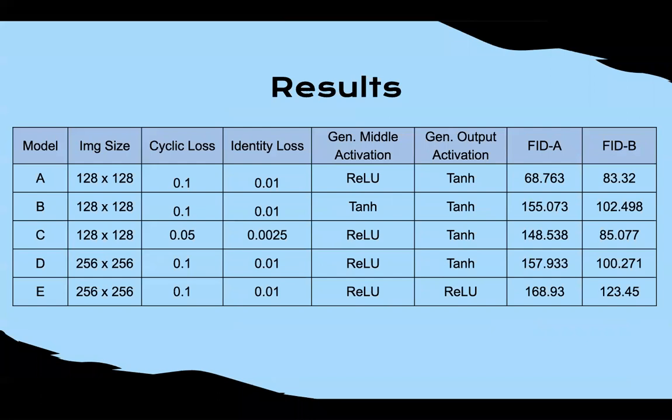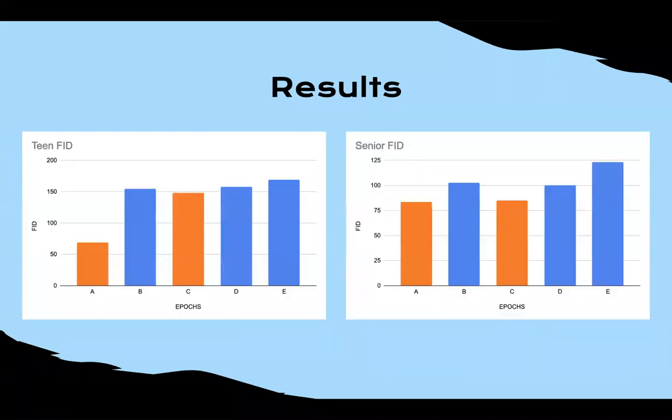These are some of the variations that we mentioned. As you can see, we only highlighted specific variations, not everything, namely the image size, losses, activation functions, and the right two columns are the FIDs that we will find for A, which is the teen domain, and B, which is the senior domain. Feel free to look at the results in more detail.